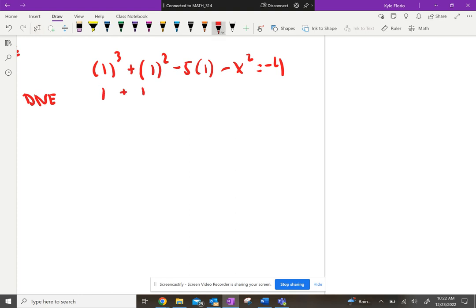So this becomes 1 plus 1 minus 5 minus x squared equals negative 4. So 1 plus 1 is 2. What's 2 minus 5? Negative 3. So I have negative 3 minus x squared equals negative 4. I'm going to add the 4 to both sides and add the x squared to both sides. So I'm going to get x squared over here, and if I add 4, I'm going to get 1. You probably sort of added 3 to both sides and then divided both sides by negative 1. Same thing. We both got x squared equals 1. So what does x equal?